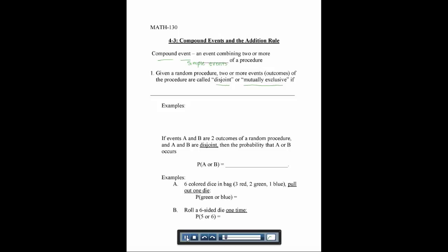Okay, so another term we need to define is called mutually exclusive, and sometimes this is also called disjoint. So given a random procedure, two or more events of the procedure are called disjoint. This is the same as mutually exclusive if they cannot occur at the same time. So if they cannot occur at the same time, they're disjoint. If they can happen at the same time, then they would not be disjoint.